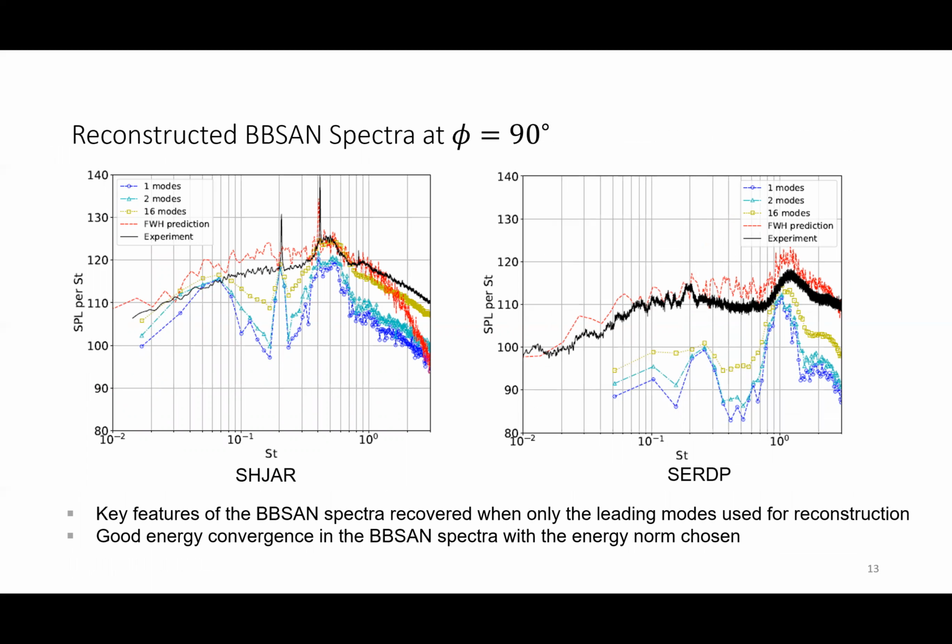Finally, the BBSAN spectra at 90 degrees are reconstructed with different numbers of POD modes. We found that the key features of the BBSAN spectra, including the primary BBSAN lobes and the primary screech peak in the SHAR case, are recovered with only the leading POD modes used for the reconstruction. Therefore, we can conclude that the leading POD modes represent the large-scale coherent structures that generate the shock noise.